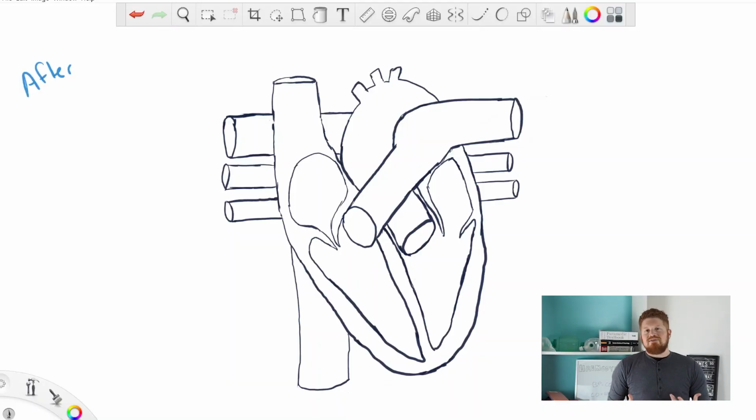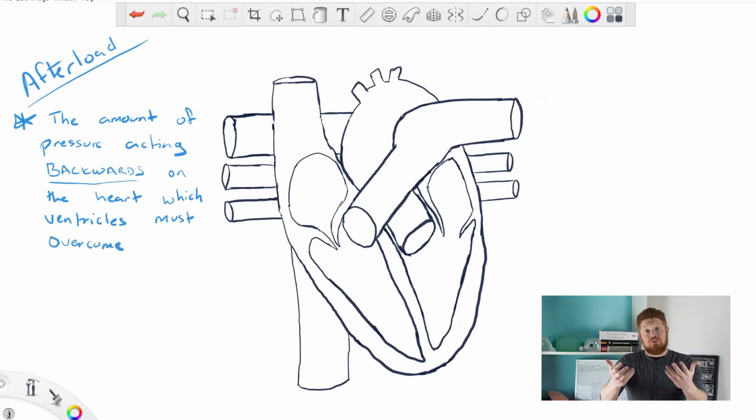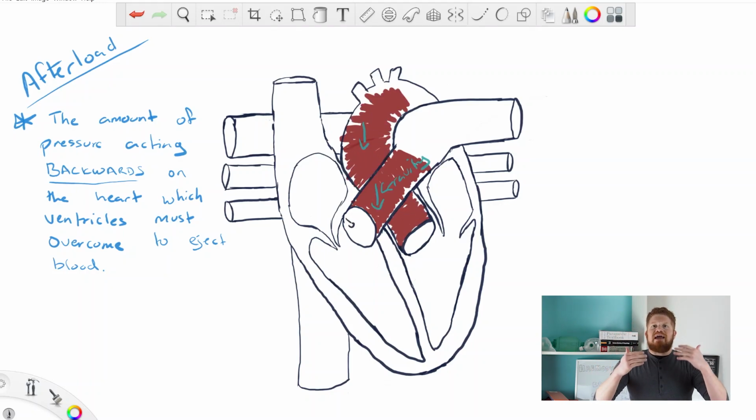Alrighty, so let's move on to afterload. Afterload can be defined as the amount of pressure working backwards on the heart, which the ventricles have to overcome in order to propel blood forward through our circulation. Afterload is exerted on the heart by all of the blood that sits in the aorta and the pulmonary arteries, as well as gravity and things like the diameter of those blood vessels at the time of ventricular contraction.